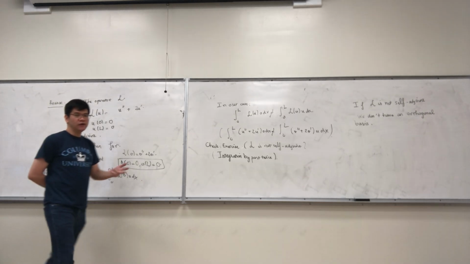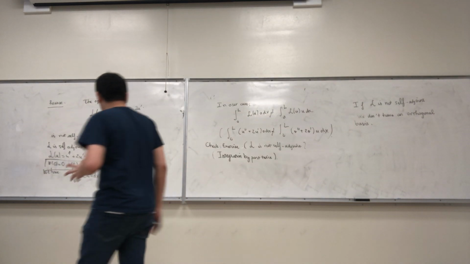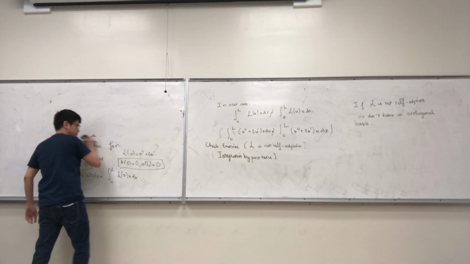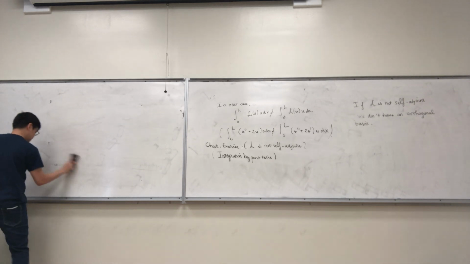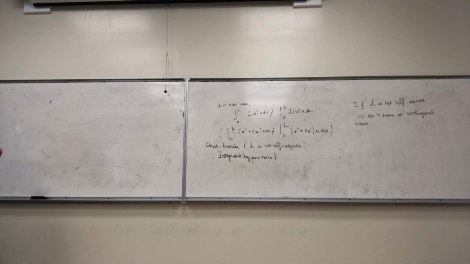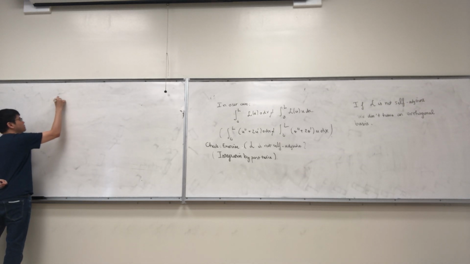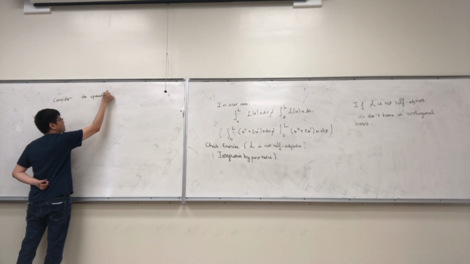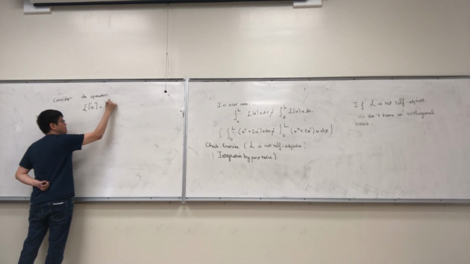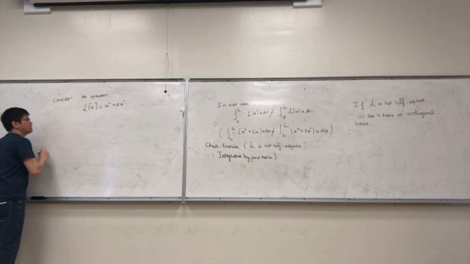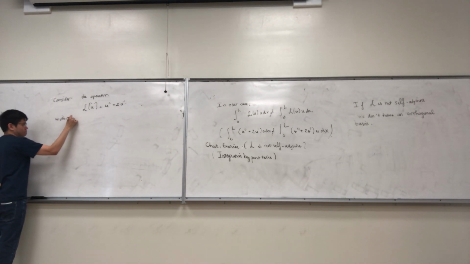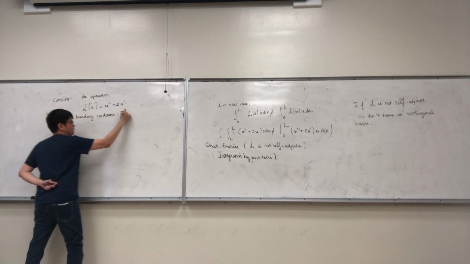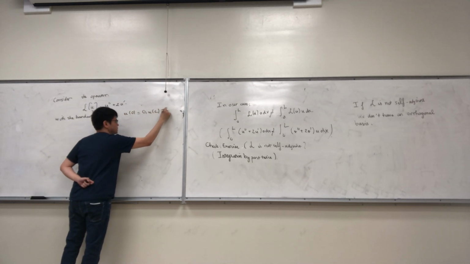The whole idea of chapter 3 is to construct a new theory to overcome this difficulty. So what should we do in the case when we don't have self-adjointness? The idea of chapter 3 is very simple. Consider the operator Lu = u'' + 2u' with the boundary conditions u at 0 is 0 and u at L is 0.